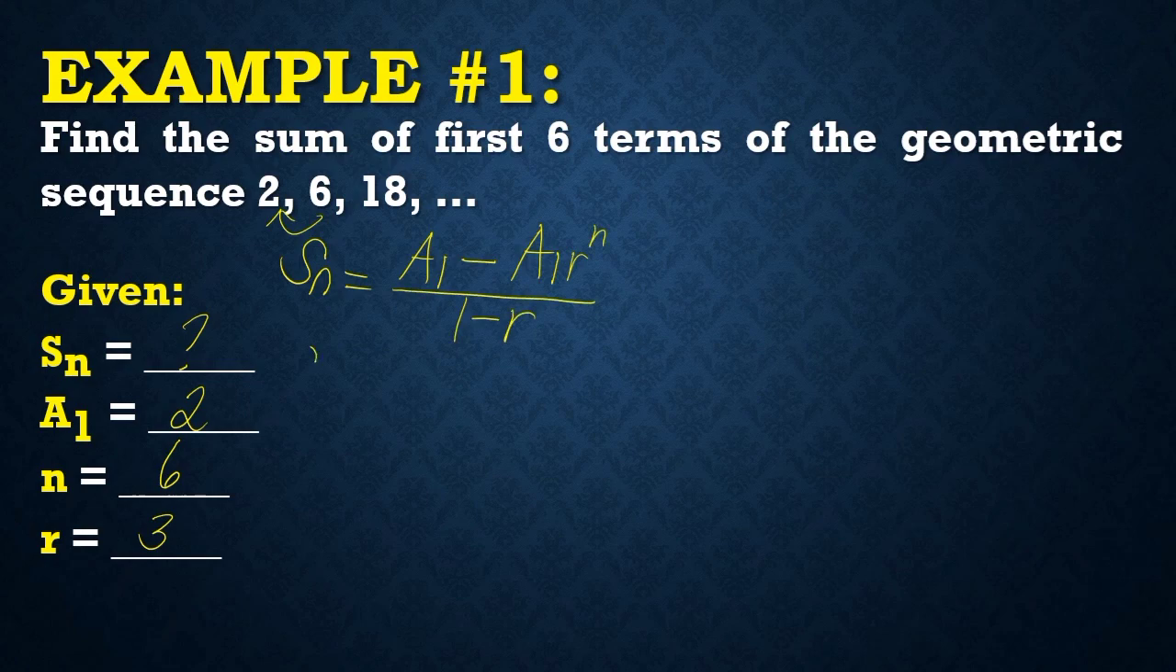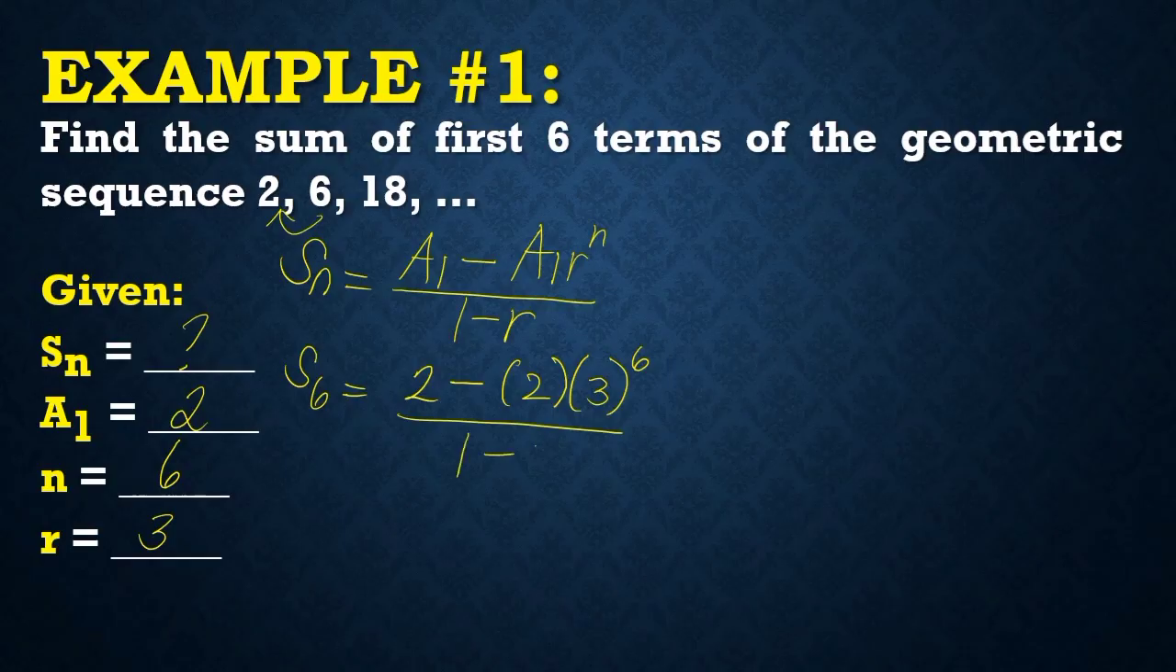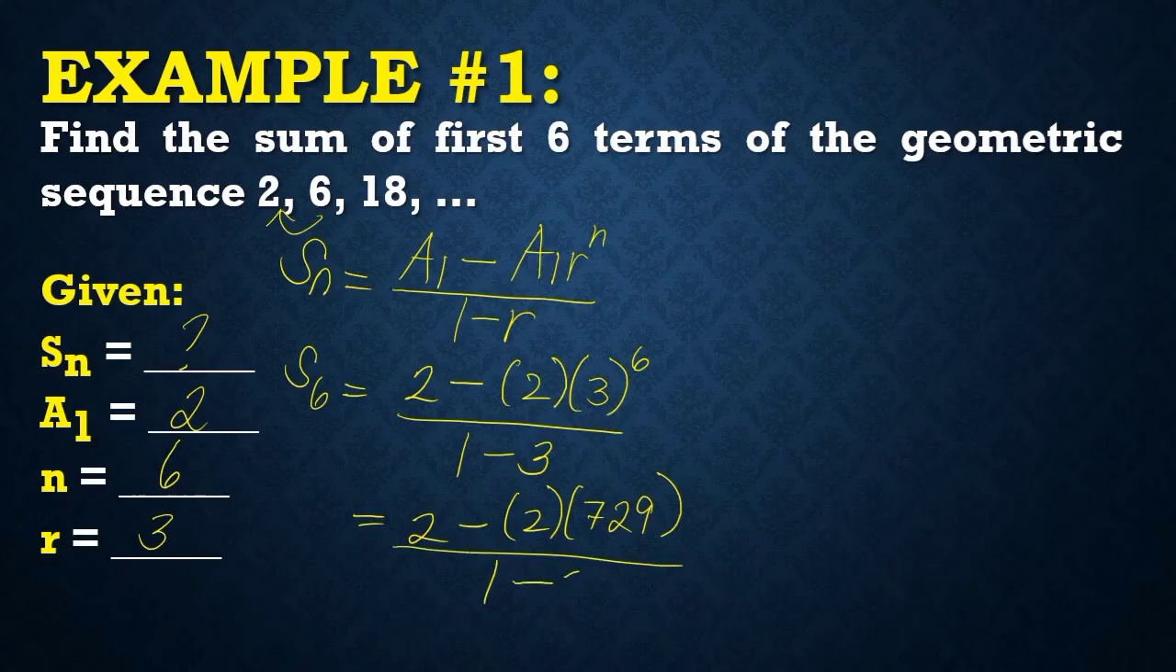Next, S sub 6 is equal to the first term, that is 2, minus a sub 1, the first term, that is 2, times the common ratio 3 raised to 6. Okay, all over 1 minus 3. And then 2 minus the product of 2 and 3 raised to 6. So, yung 3 raised to 6, ang sagot po dito is 729. And then, all over 1 minus 3.